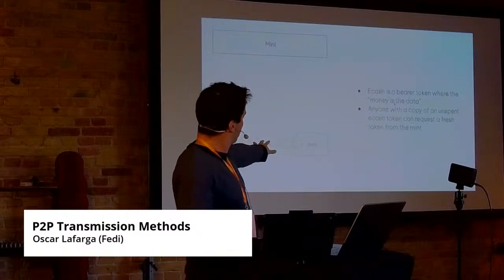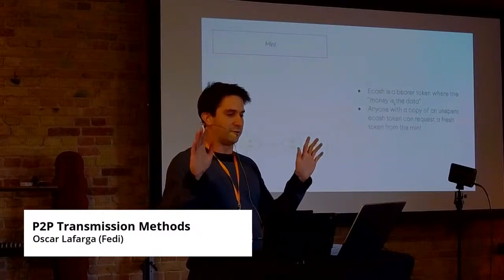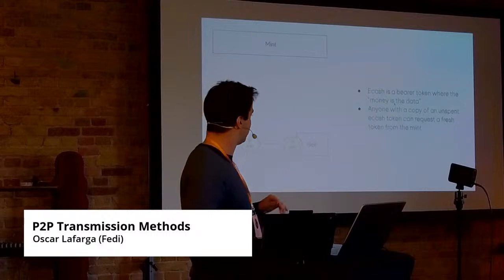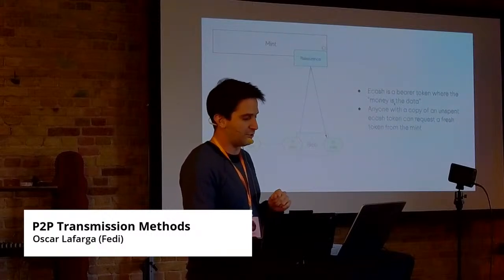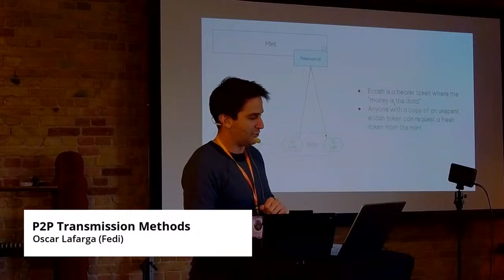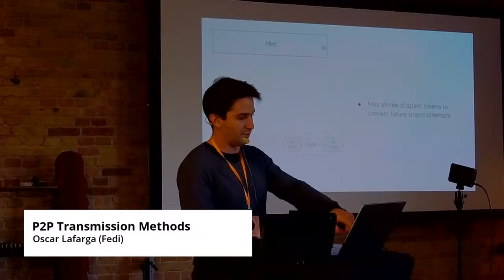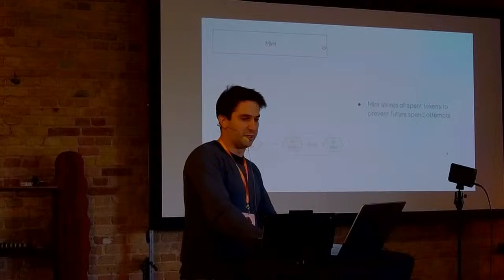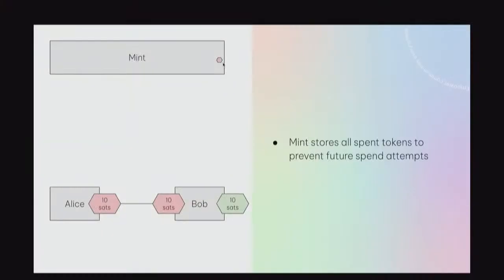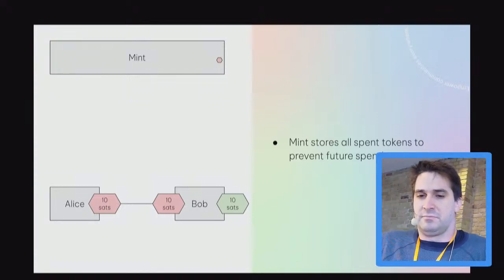I put these in yellow because now it's in a race condition mode, where whoever decides to go up to the mint to refresh first gets the fresh ecash notes. After the reissuance, both of these copies are now invalid, because the mint stores all spent tokens to prevent future spend attempts. You can see this in the little dot up there: the mint keeps track of all the spent tokens. So yeah, basics.